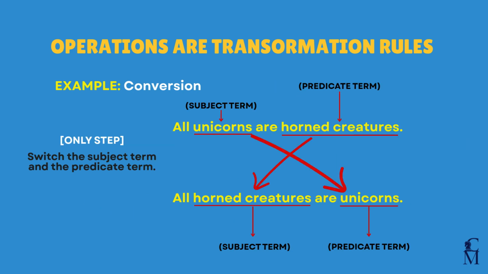For the operation of conversion, we only make one step. We switch the subject and predicate terms. So if you have the A-type statement, all unicorns are horned creatures, then the only thing you would do when you perform the operation of conversion on this statement is to make the predicate term, horned creatures, into the subject term and make the subject term, unicorns, into the predicate term. The result is the A-type statement, all horned creatures are unicorns.